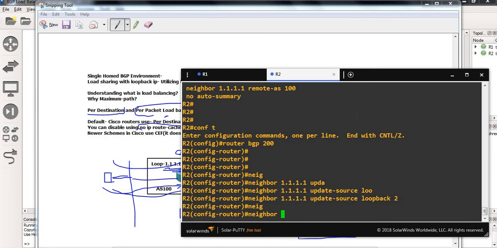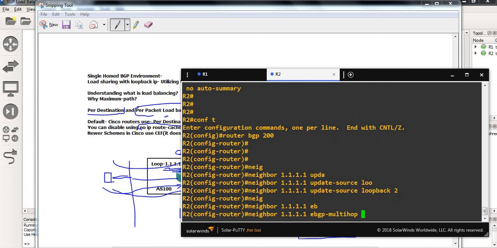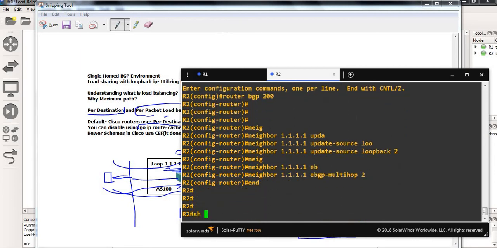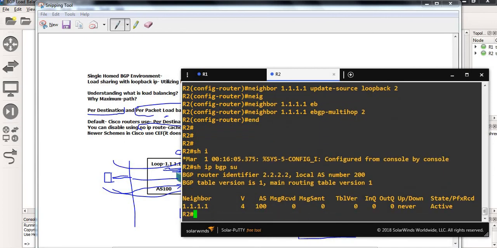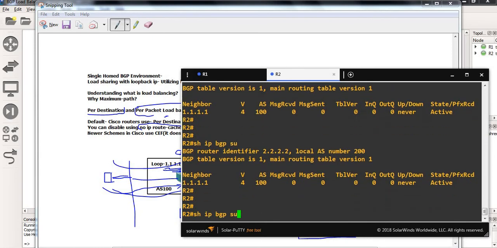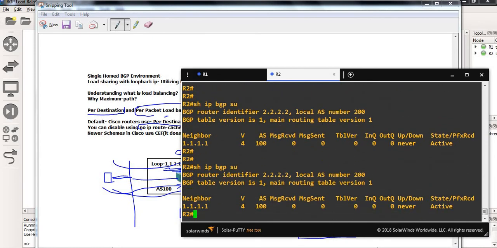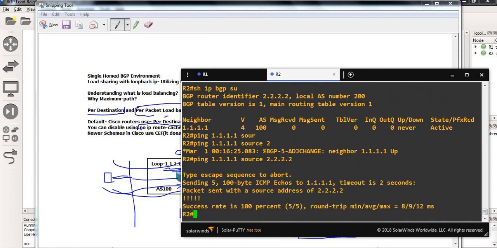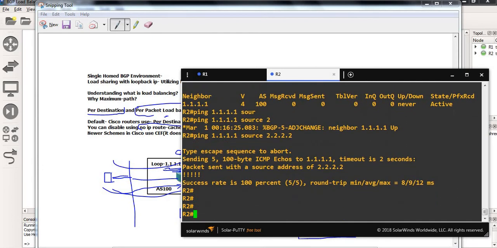Neighbor 1.1.1.1 eBGP multi-hop is 2. I should form a BGP neighbor now. If you notice, it has moved from idle to active state. Okay, you could see that the BGP neighborship is up now.